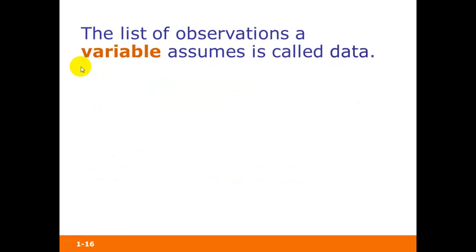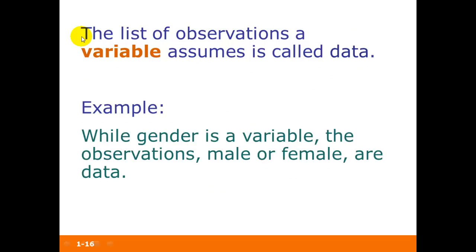The list of observations a variable assumes is called data. For example, while gender is a variable, the observations, which would be male or female, are actual data.